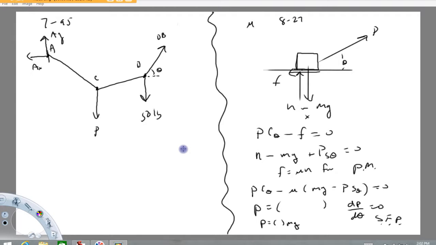Hi folks, I'm making this video here to talk about the two homework problems that we were chatting about in class today. So first let's talk about 795. And I've determined pretty well exactly why you're having trouble getting your work to match the back of the book.